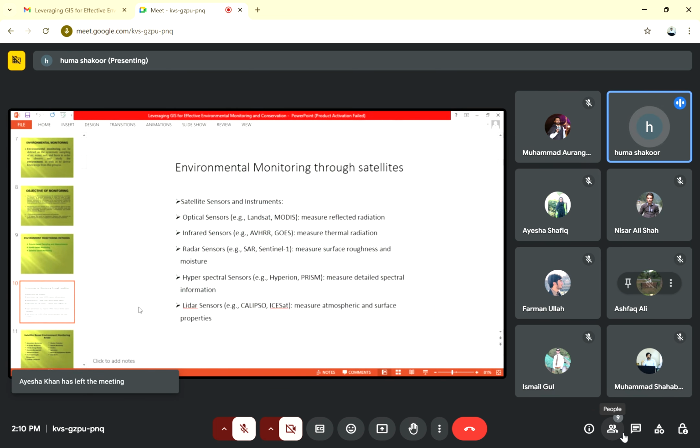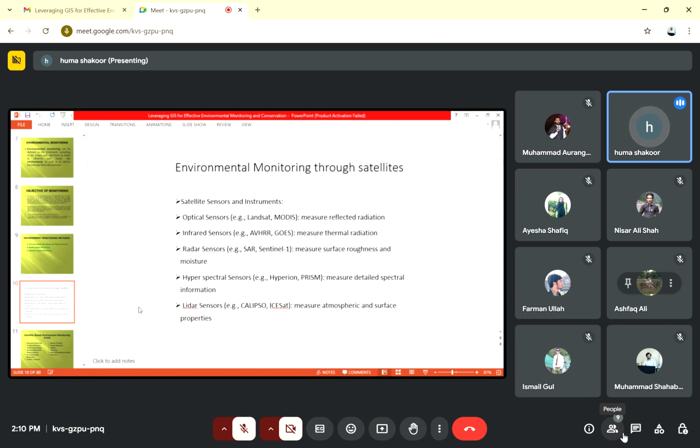Environmental monitoring through satellites. How do we collect the data through satellites? There are different types of satellites which are used to collect different types of data from the land, from the environment, from the atmosphere. Satellite sensors and instruments.